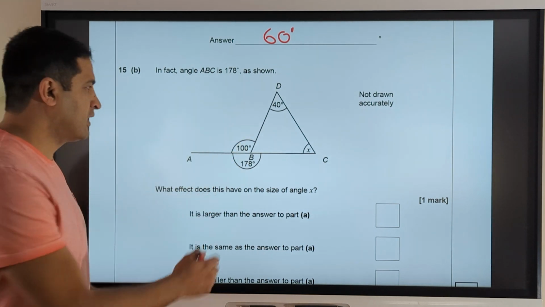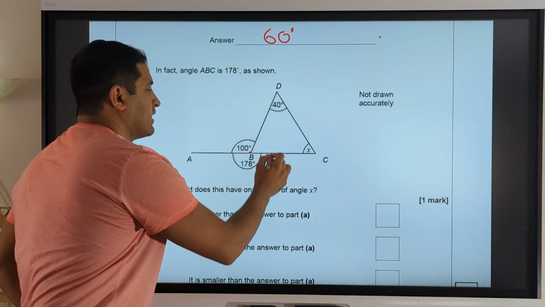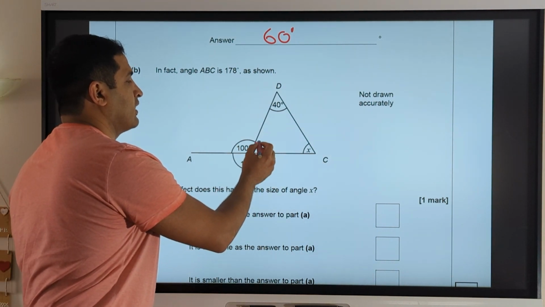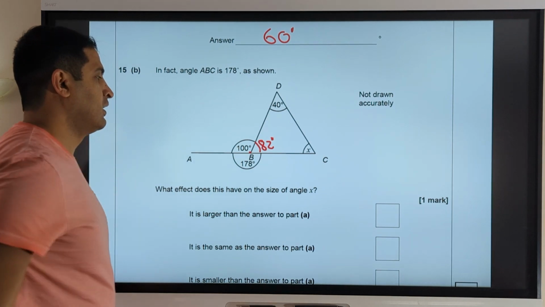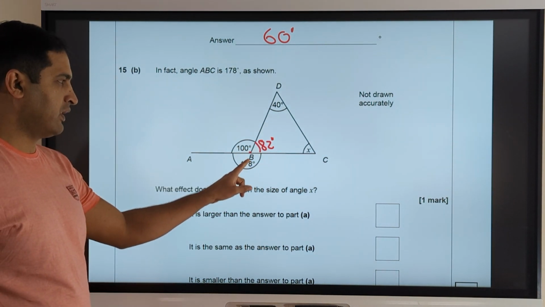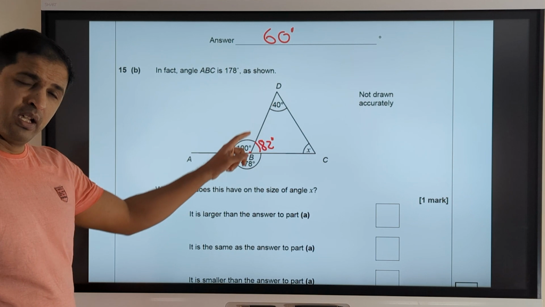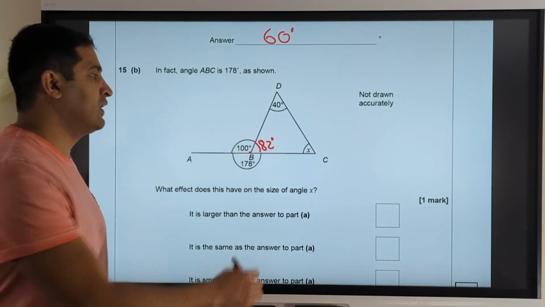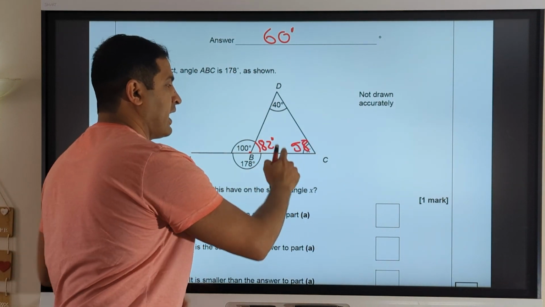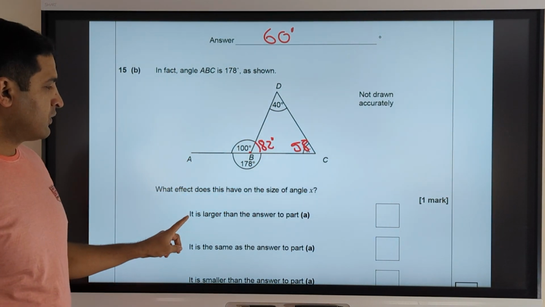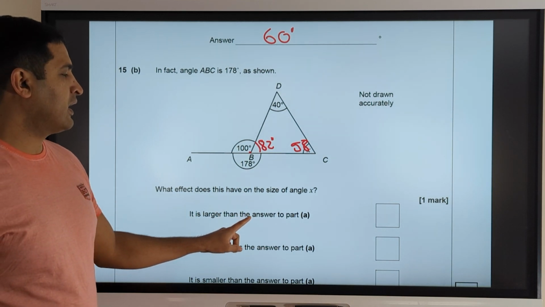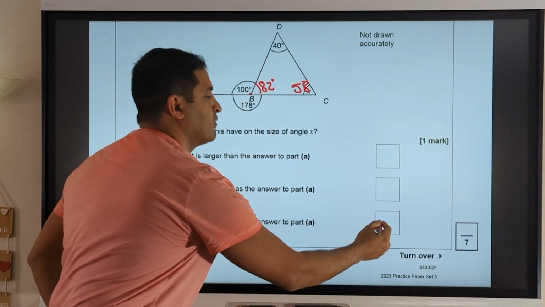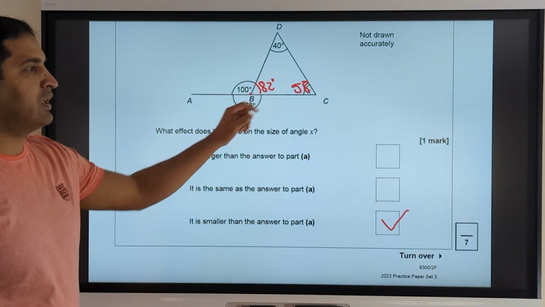So we're going to use the fact the angles at this point add up to 360 degrees. So rather than having an 80 degree here, this angle is going to be 82 degrees now, because adding that 2 degrees makes 180 plus 180 give a total of 360 degrees. So if that's 82 degrees, then this would be 58 degrees next. So in fact, this is smaller than what it was before. So is it larger than the answer to part A? No, it's actually smaller. And that's that third one. It's smaller than the answer to part A for that reasoning.